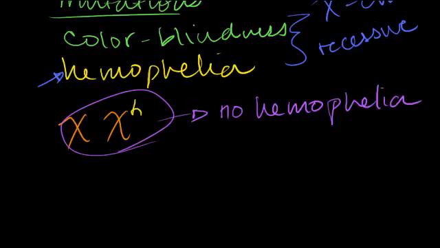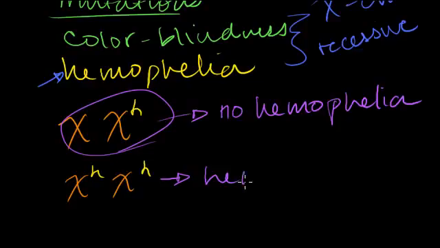The only way that a woman could be a hemophiliac is if she gets two versions of this, because this is a recessive mutation. Two versions. Now this individual will have hemophilia.